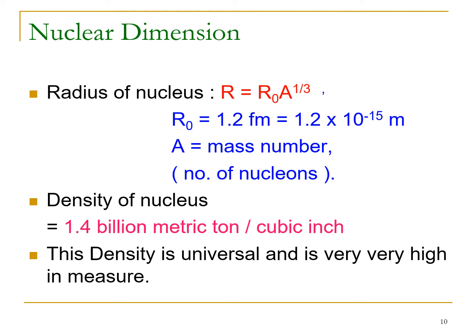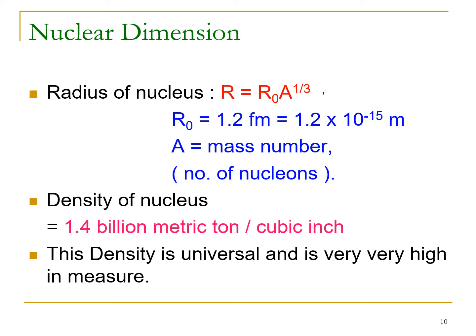The nucleus occupies a very tiny part of the whole atom, and the dimension of the nucleus is generally obtained from the relation R equals R naught times A to the power 1/3, where R0 is a universal constant which is 1.2 Fermi. A is obviously the mass number, and this density is universal and is of the order of 1.4 billion metric ton per inch cube. This density is very high. This density is almost near the density of a neutron star. So the point is, the nucleus occupies a very small part of an atom, but it is highly dense.